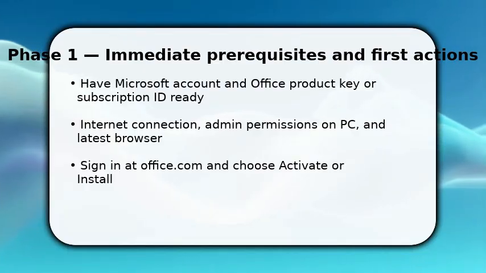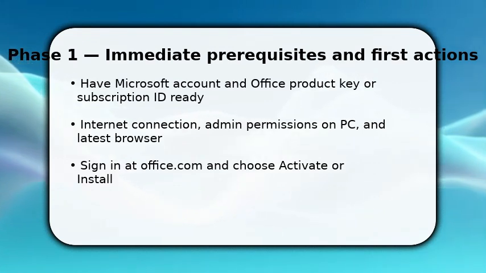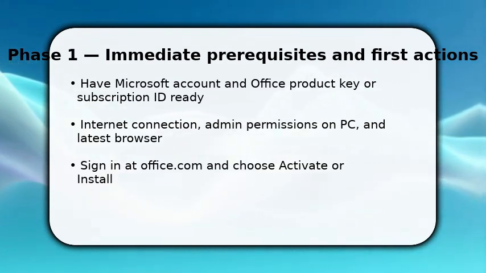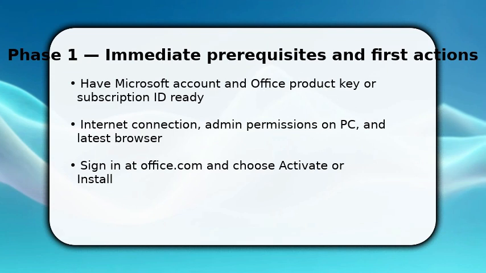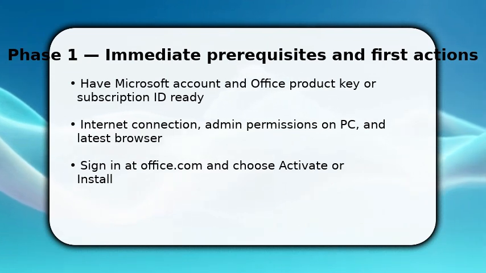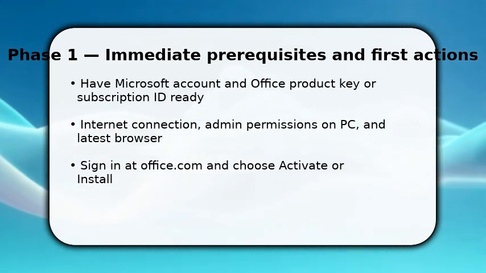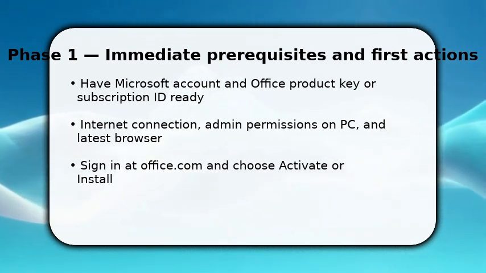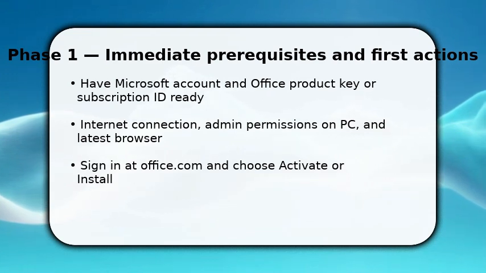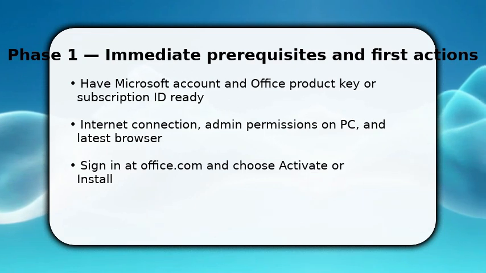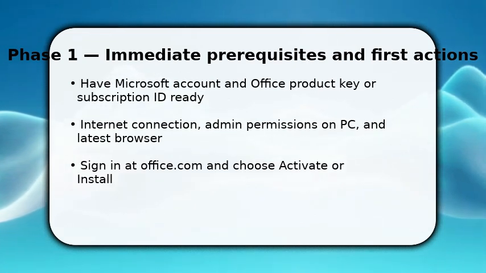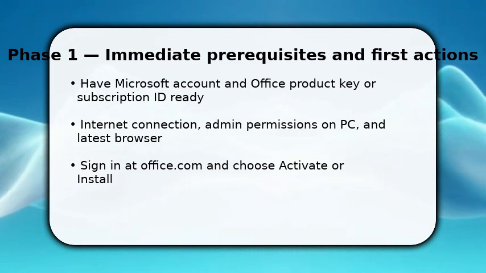You're starting now. Confirm you have a Microsoft account and the product key or active subscription. Open a modern browser and sign in at Office. Make sure you use the account tied to your license. Once signed in, locate the Activate or Install button. This begins the activation handshake with Microsoft. If prompted, enter your 25-character product key or select your subscription. Do this first to link the license to your account. It prevents activation conflicts later.